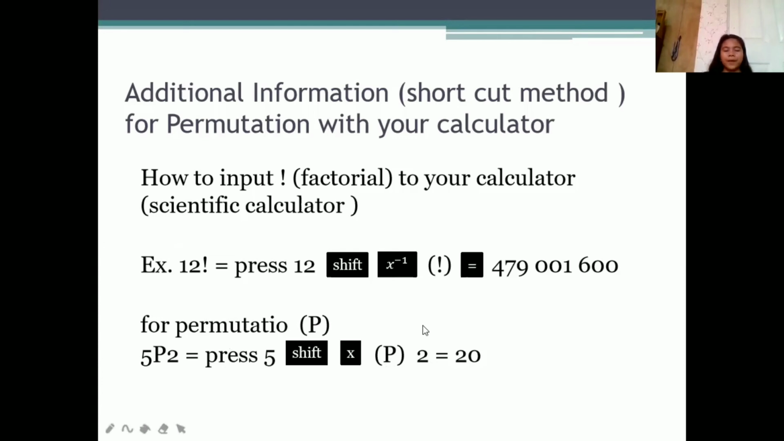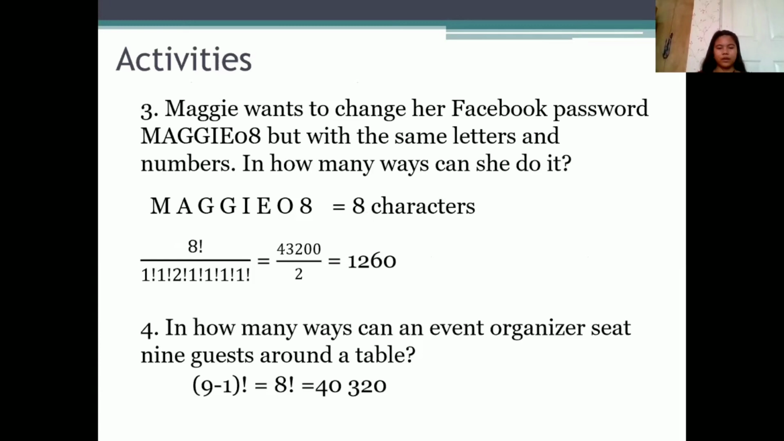And anyway, students, in your activities, I am just showing you how to use the shortcut method for permutation with your calculator. But in your activities, please show your solution. Show your solution in your activities. Do not use only the shortcut method like this. Okay? I want to see the solution.